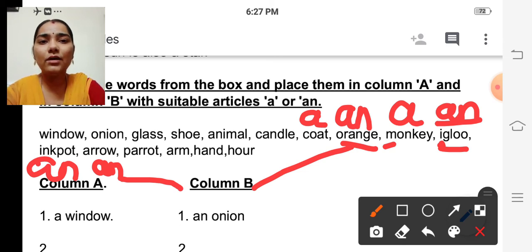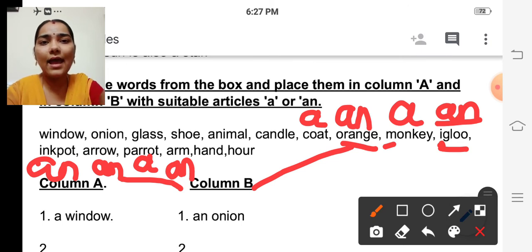And the next word is parrot. Parrot. So it is not a vowel. So the article A should come. A parrot. Okay. The next word is arm. Arm. It starts with the vowel letter A, isn't it? So, an arm.